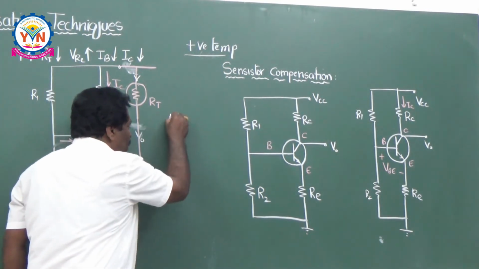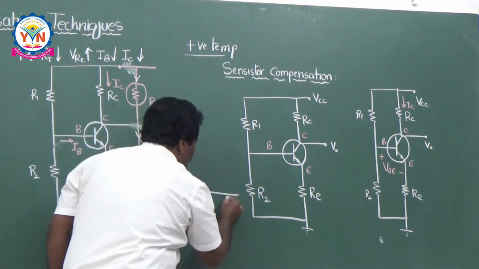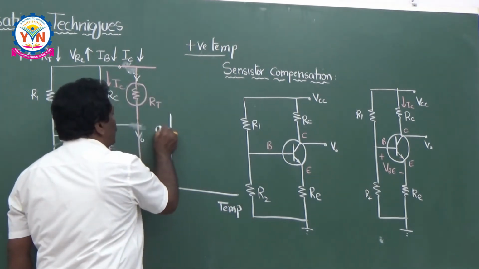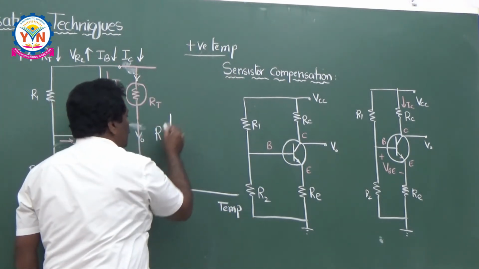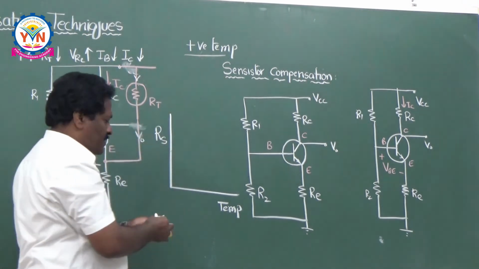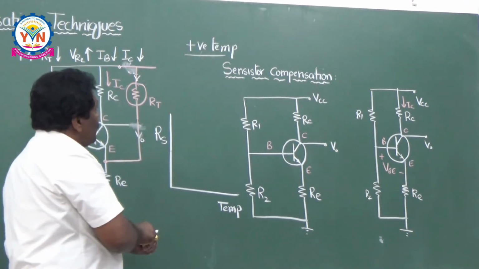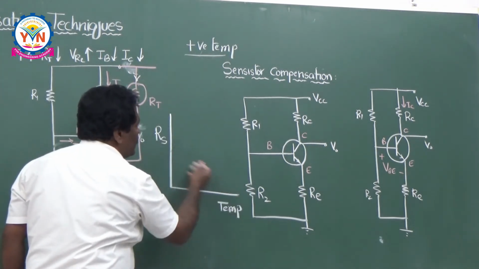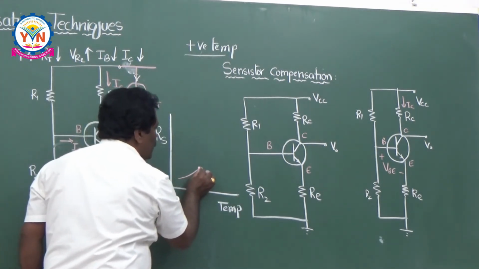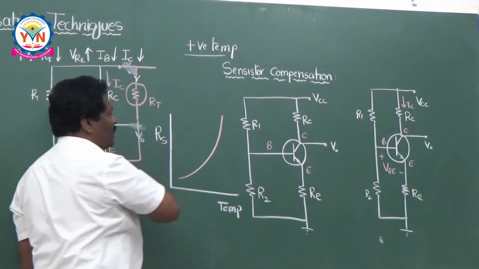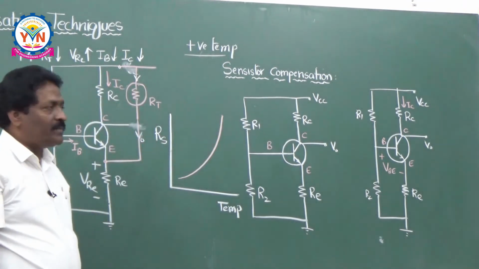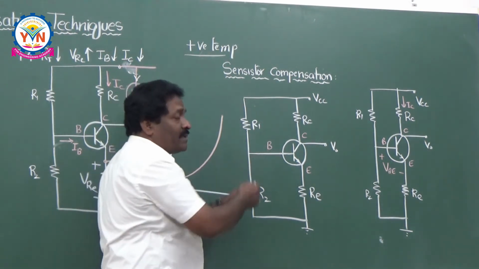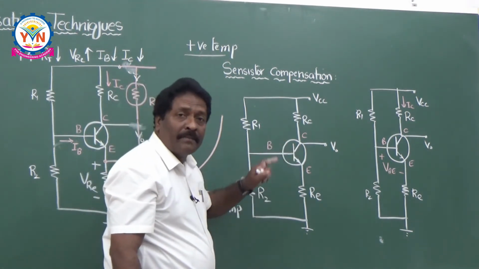If you draw a graph between RT and the temperature, with temperature on the x-axis and RT on the y-axis, as it is a sensistor, I can say RS. It has a positive temperature coefficient of resistance, meaning if temperature increases, resistance also increases. This is the curve you are going to get, exactly opposite to the thermistor. Now using this property, I can compensate the rise in the collector current due to the temperature.